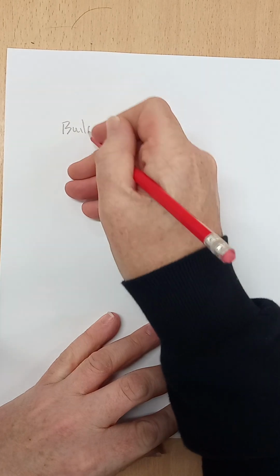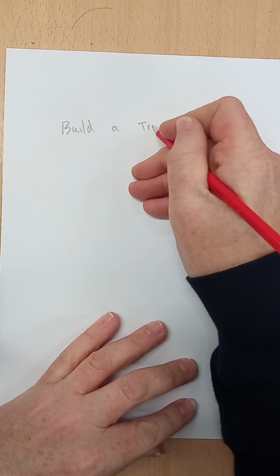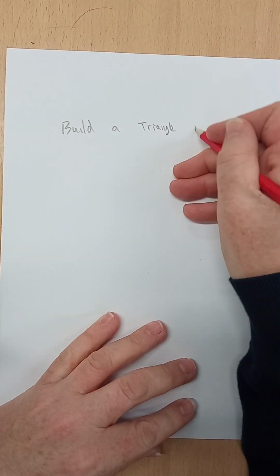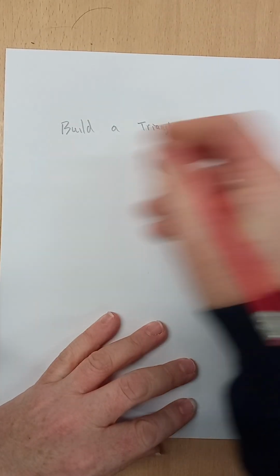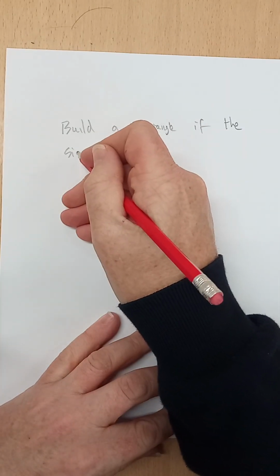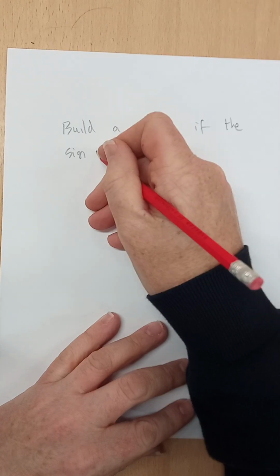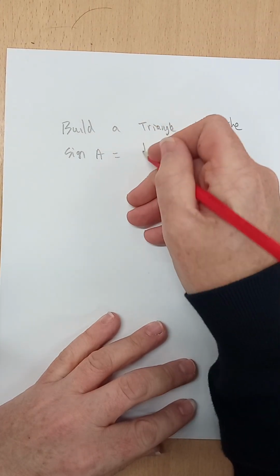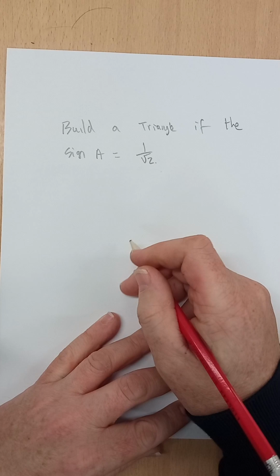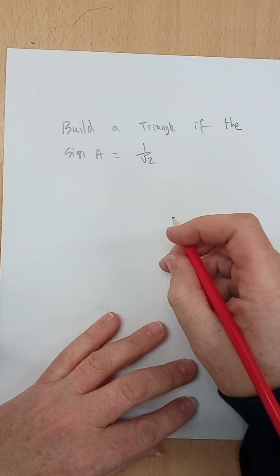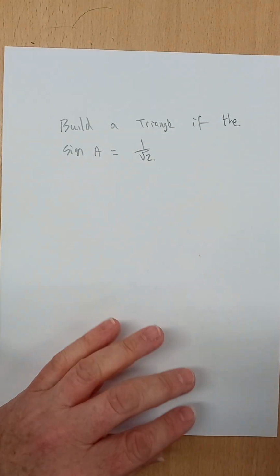Build a triangle if the sine of the angle at A is 1 over the root of 2. Okay, so let's see how would I do that. So let's build a triangle.